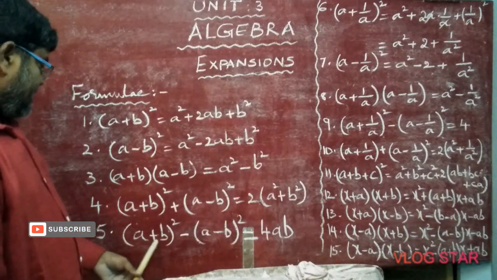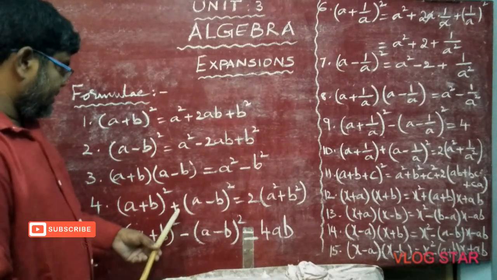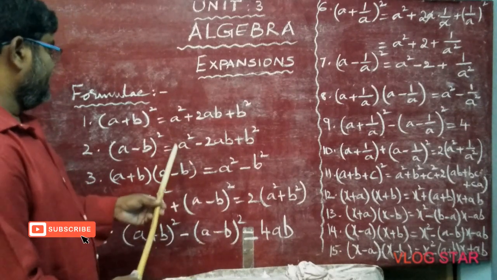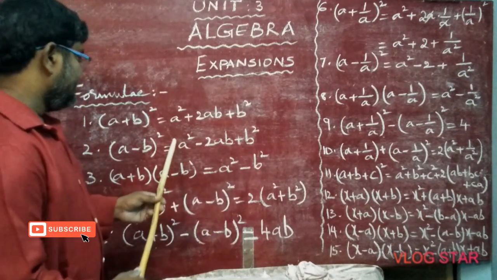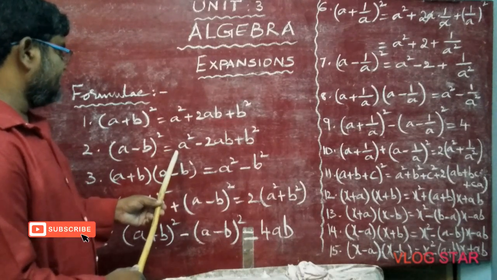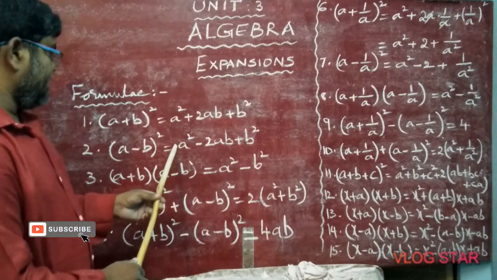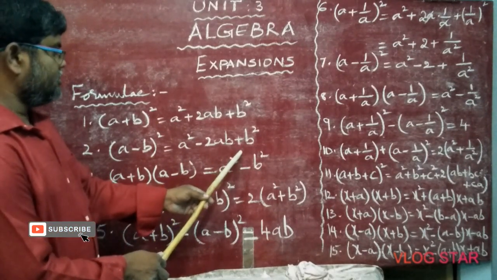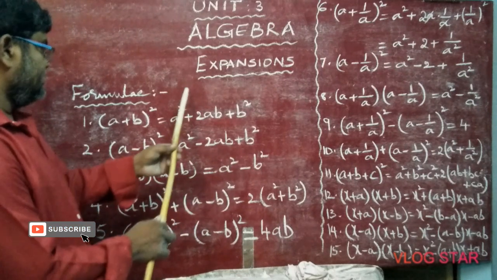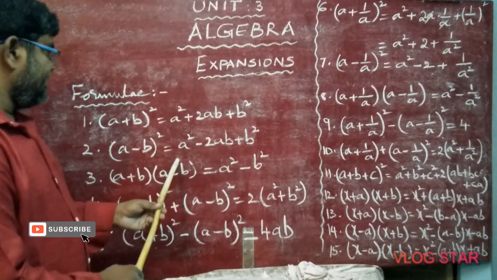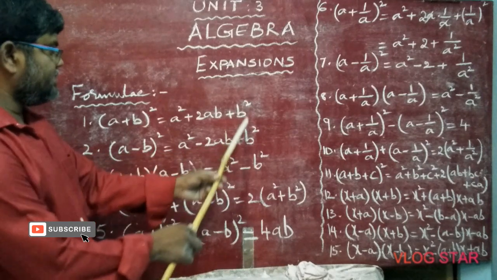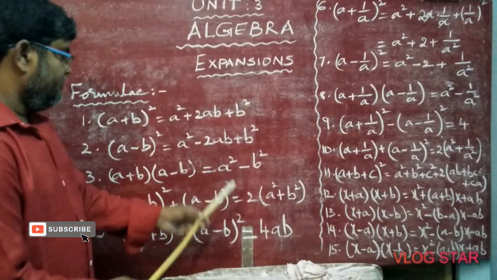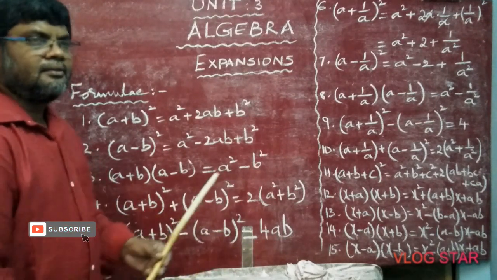Fifth one, (a plus b) whole square minus (a minus b) whole square. Here we did addition, now subtraction. When we are doing subtraction, the sign of the second expression changes. Plus becomes minus, minus becomes plus, plus becomes minus. This time plus a square minus a square get cancelled, plus b square minus b square get cancelled, and plus 2ab becomes plus 4ab.